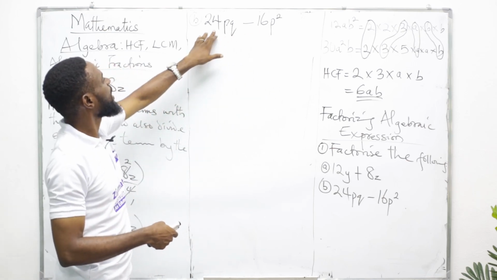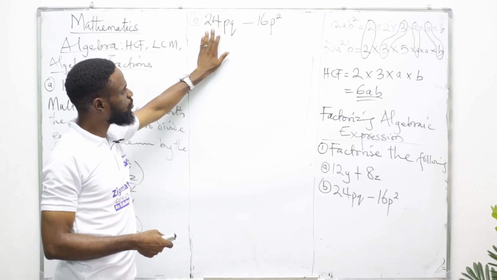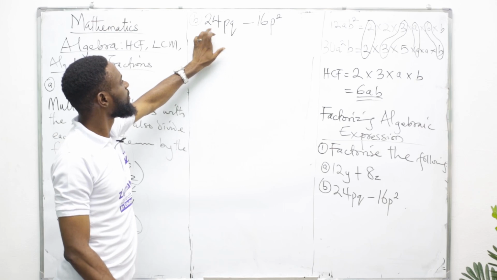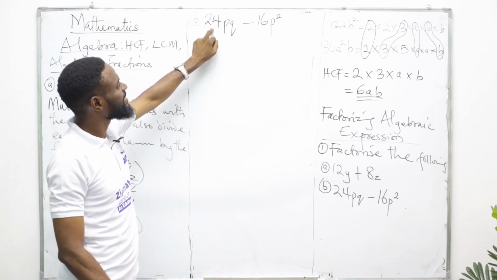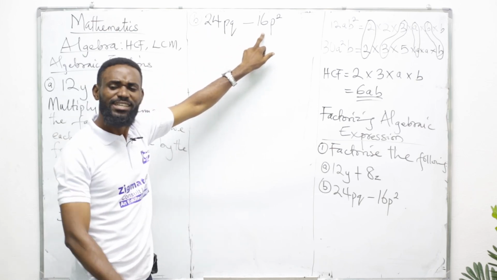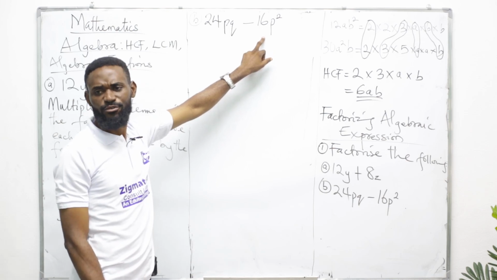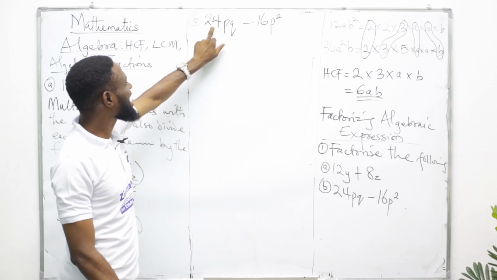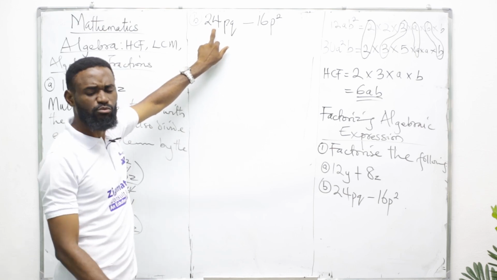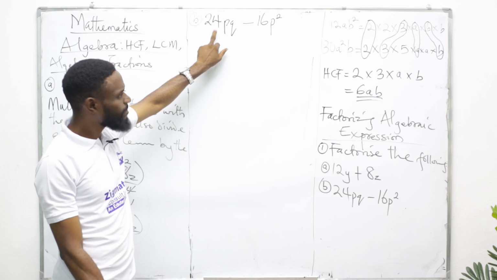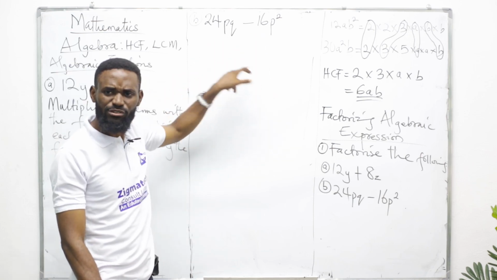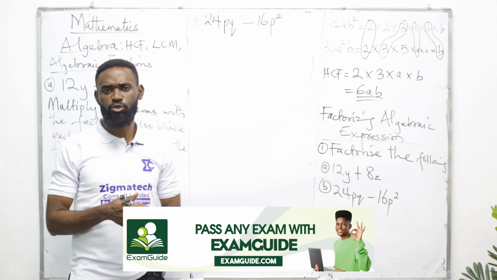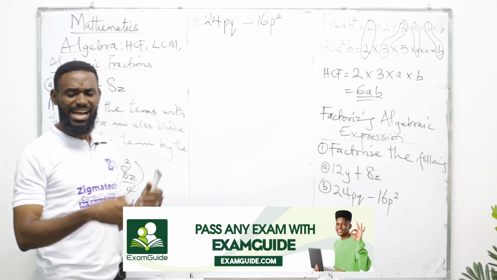If we look again, what about 4? 4 here will give us 6, 4 here will give us 4. They still have common factors. So what do we do? What about 8? If we check 8 here, 8 into 24 gives us 3. 8 into 16 gives us 2. So 3 and 2 have no factor. Do you understand? So we will use 8 as the common factor.